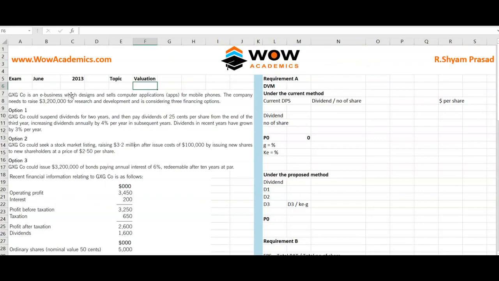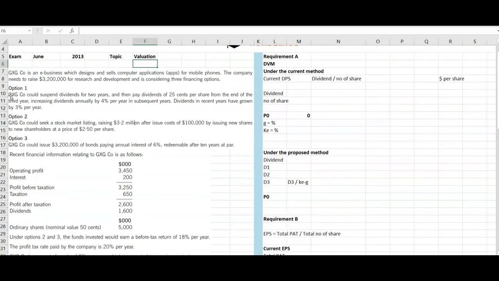GCO is an e-business which designs and sells computer applications for mobile phones. The company needs to raise 3.2 million for research and development and is considering three financing options. Option 1 is GCO could suspend dividends for 2 years and then pay dividends of 0.25 cents per share from the end of the third year, increasing dividends annually by 4% in subsequent years. Dividends in recent years have grown by 3%.